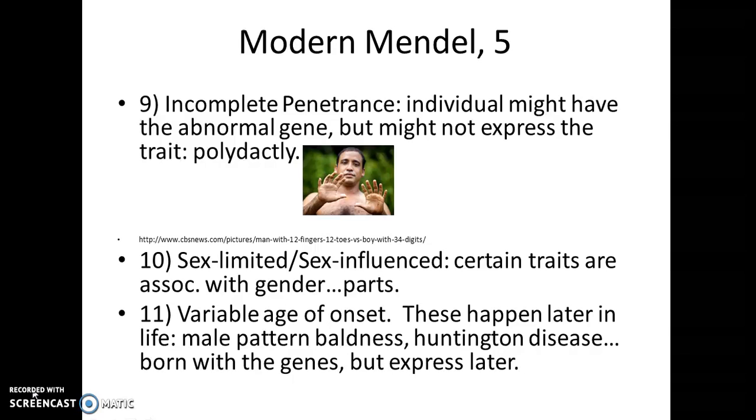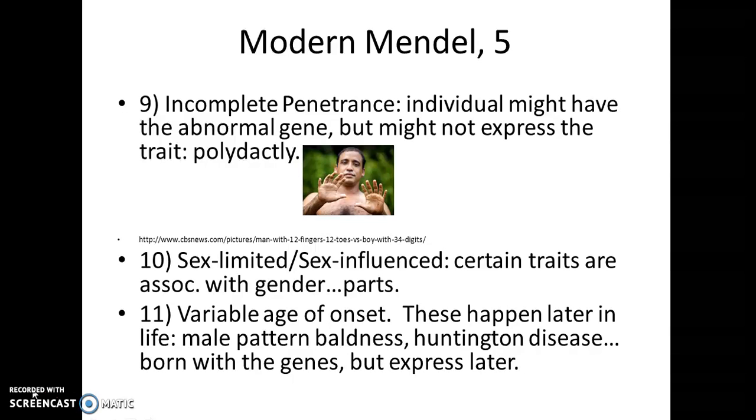Now, there are things called sex-limited or sex-influenced traits. Certain traits are associated with gender, with the parts. For example, my mother had uterine cancer. I could carry the gene for uterine cancer, but I will not have uterine cancer because I do not have a uterus. Same thing with prostate cancer for females, or for individuals, I apologize. So they are associated with the specific parts.